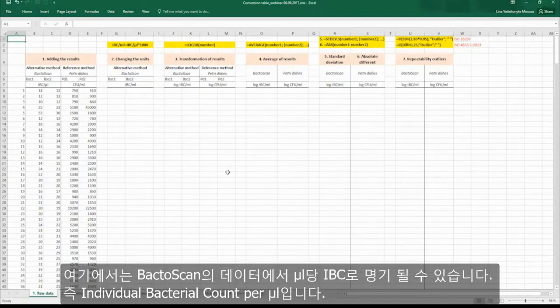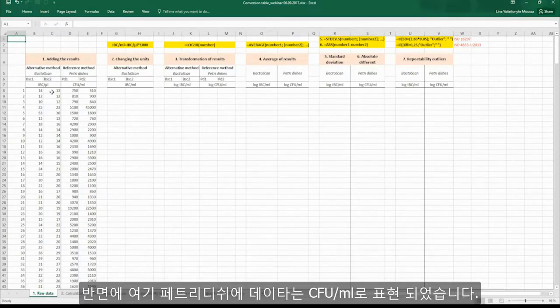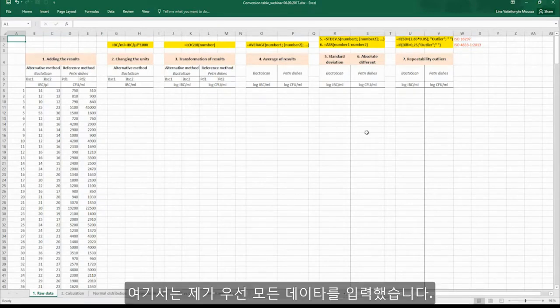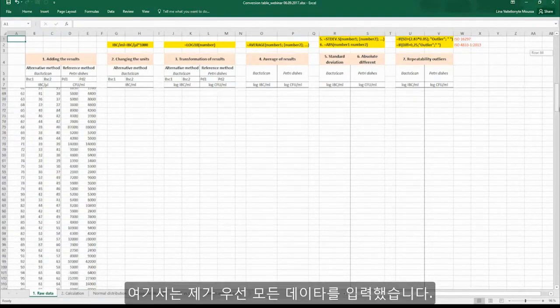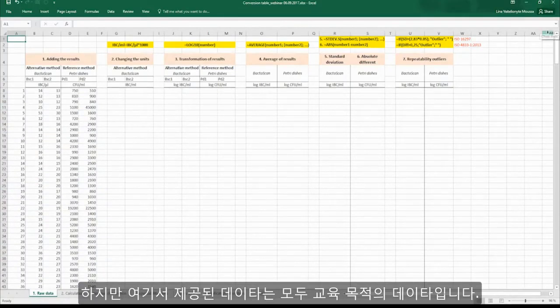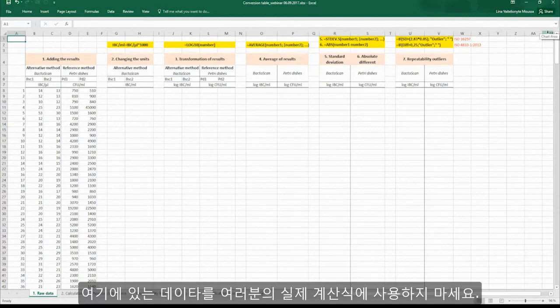In this example, data from the BactoScan are written in IBC per microliter, individual bacterial count per microliter, whereas the data from Petri dishes are written in CFU per milliliter, colony forming units per milliliter. I have added already all data, but please note that all data presented in this example are for training purpose only and should not be used in your calculations.